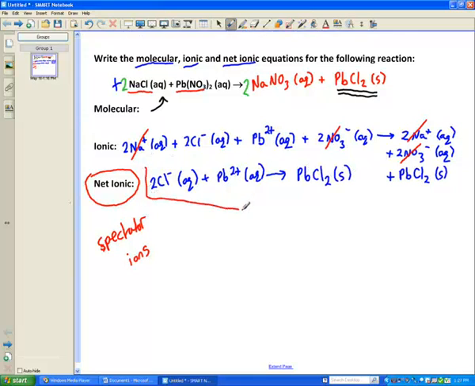Because, oops, I'm trying to draw a box here, it's not working quite so well. This is the overall reaction because these are the only things left after you get rid of these spectator ions, and that is how you go from completing a reaction. You remember we said this was a double displacement reaction, to writing out the ionic equation, to writing out the net ionic equation, and that is how it works.